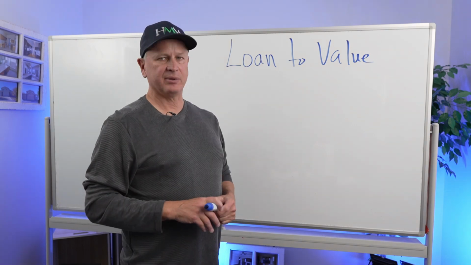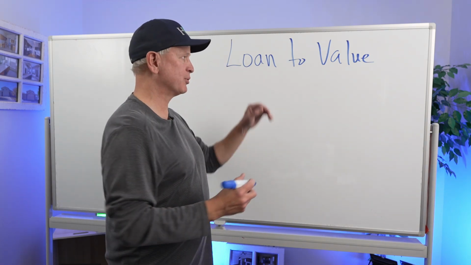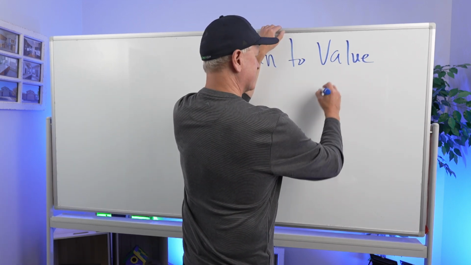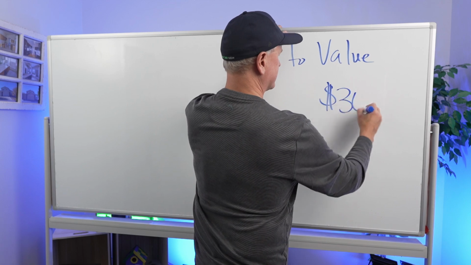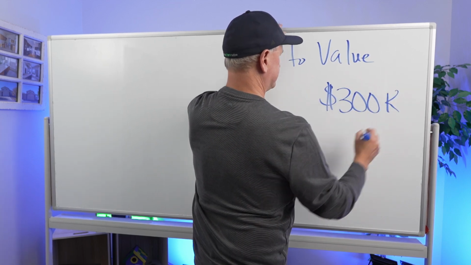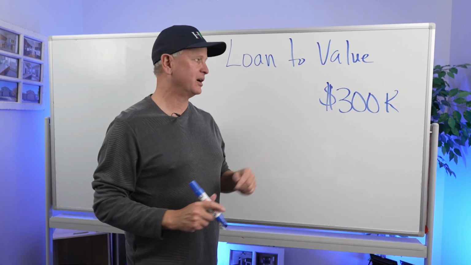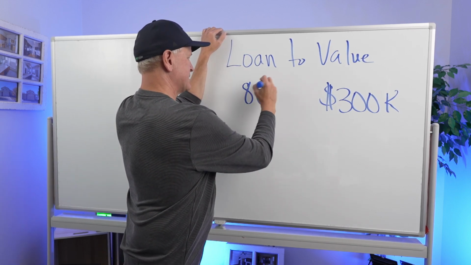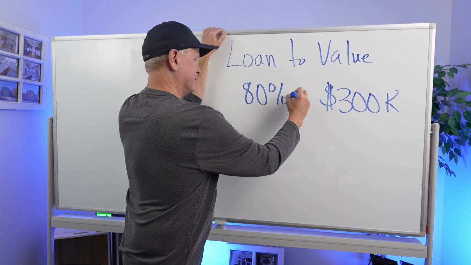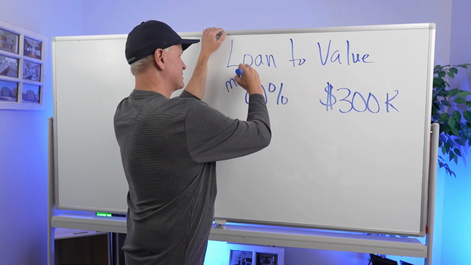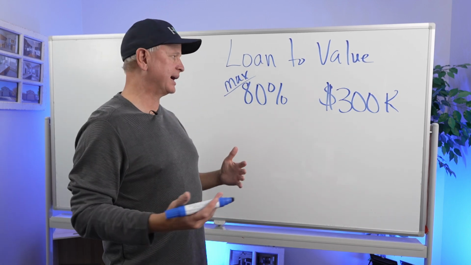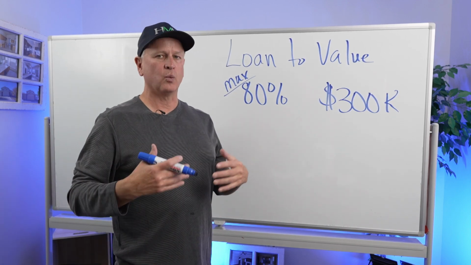Let's look at an example. Let's say you're purchasing a property right now. It appraises, or your purchase price is $300,000. Pick a number, $300,000. And your bank lets you know that their maximum loan is based on 80%. So this is the max that they can loan based on their underwriting, is 80%. So they say, we can lend up to 80%.